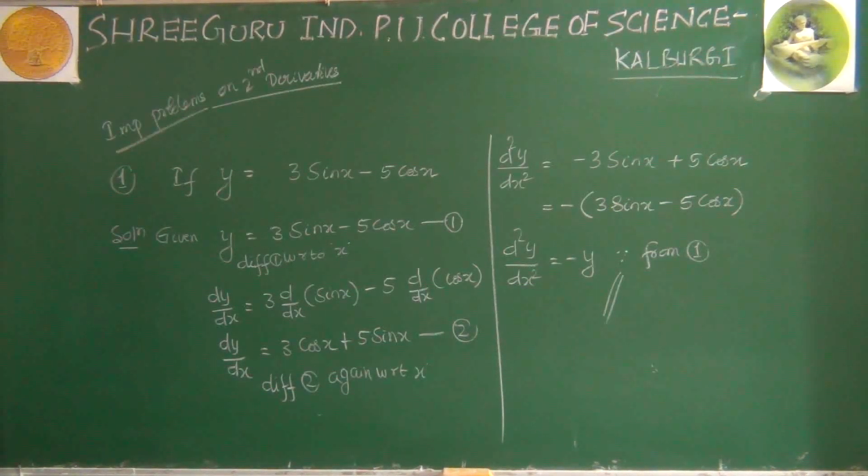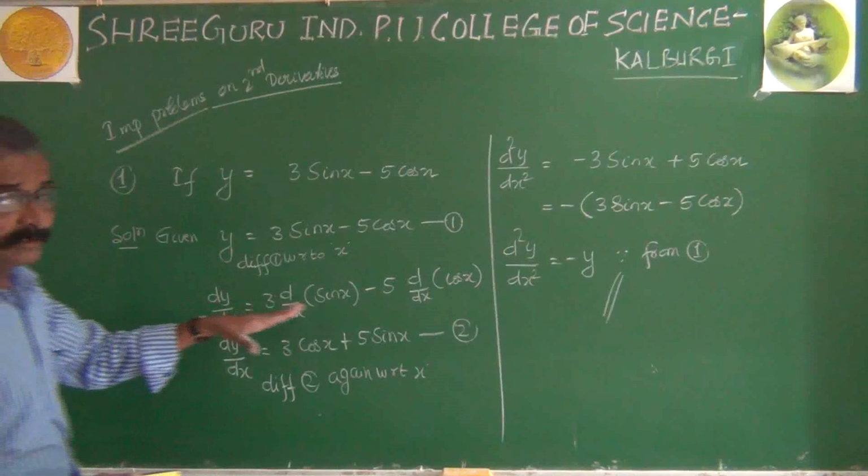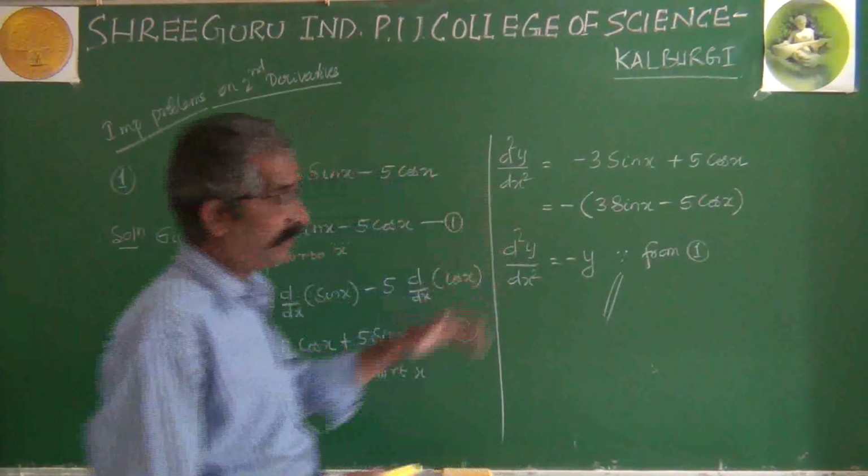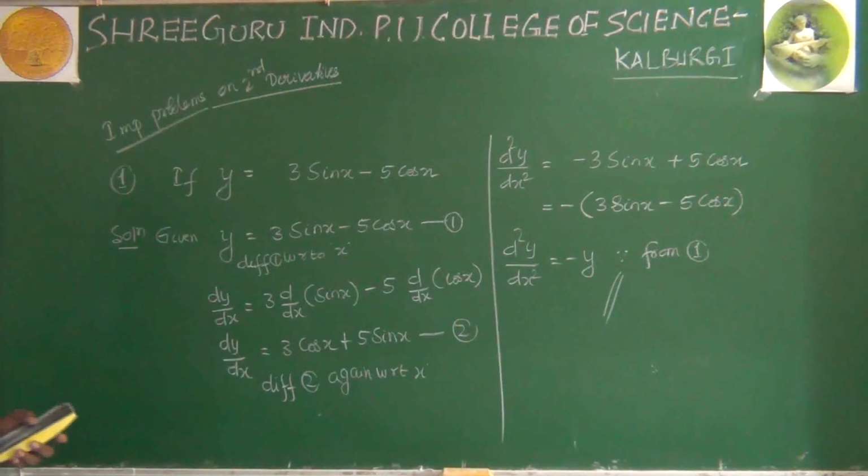I hope you understood this problem scheme. The working method is very simple. Just differentiate two times. At the end, take the common factor minus to get it back in the format of y. Next question.